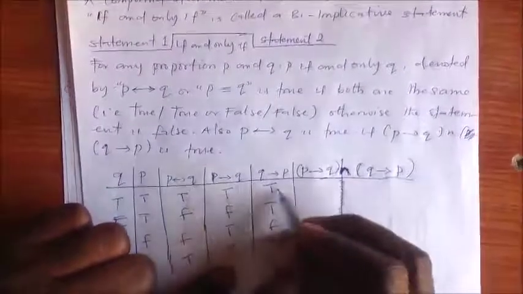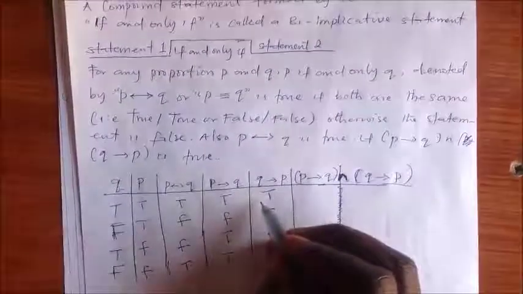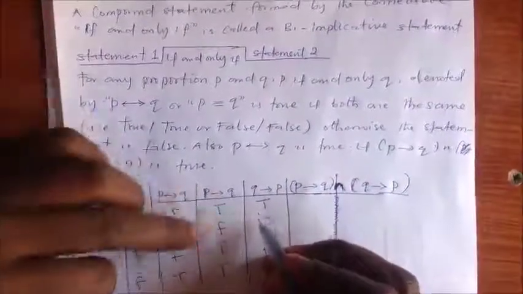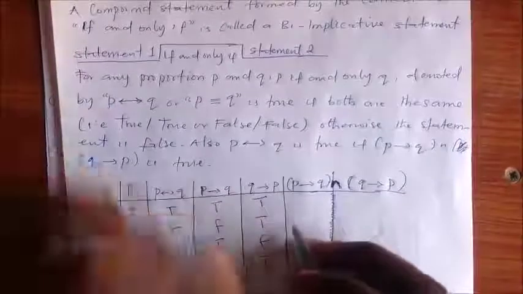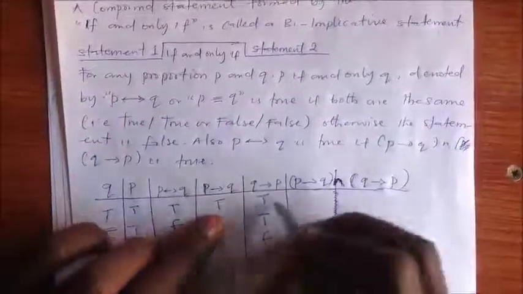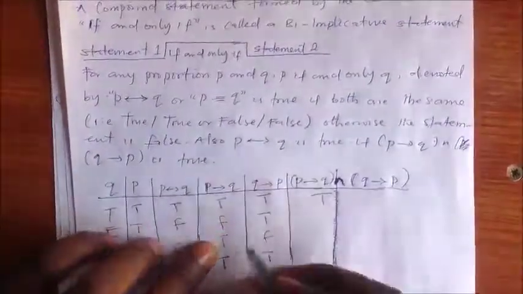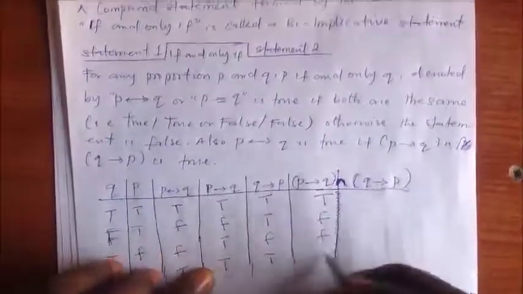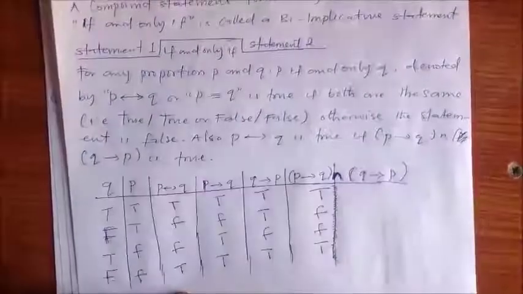Now this statement and this statement are joined by conjunction, which is "and". When both statements are true, it's said to be true. If the statements are different, then it's false. So true and true is true. Then true and false is false. False and true is false. Then false and false is true. Now this is the resulting statement.